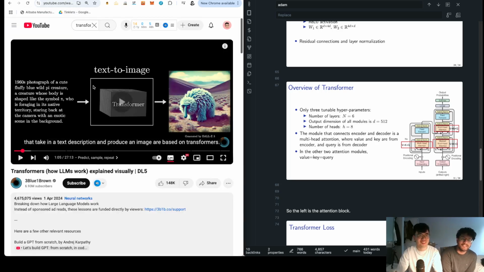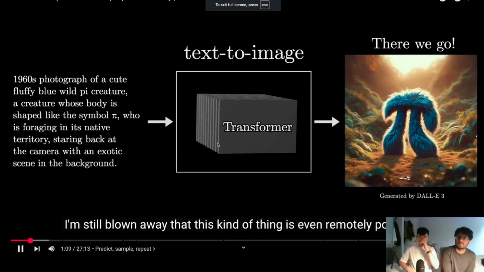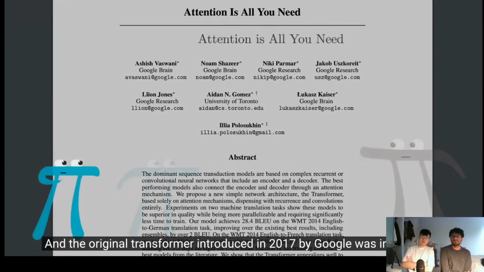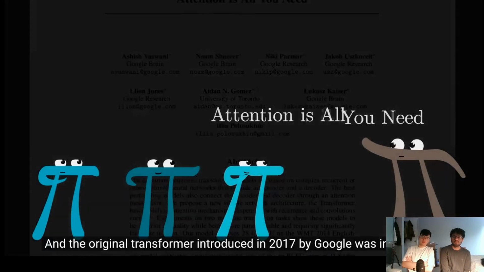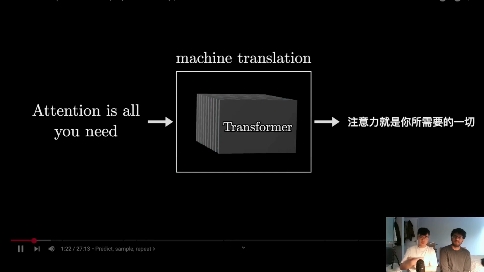I don't know. Even if I can't quite get it to understand what a pie creature is supposed to be, I'm still blown away that this kind of thing is even remotely possible. And the original transformer, introduced in 2017 by Google, was invented for the specific use case of translating text from one language into another.